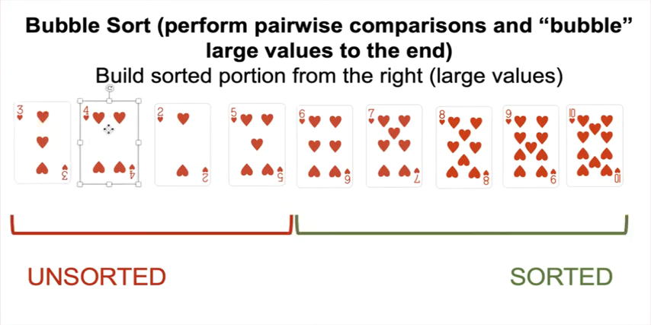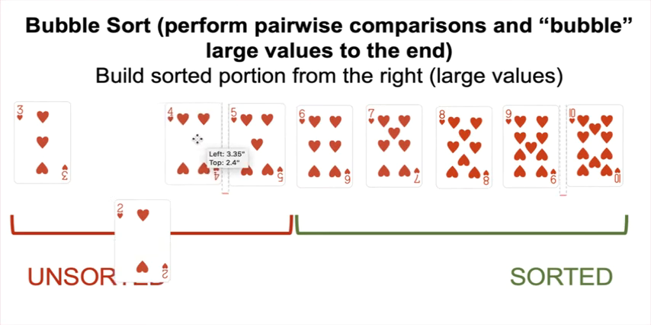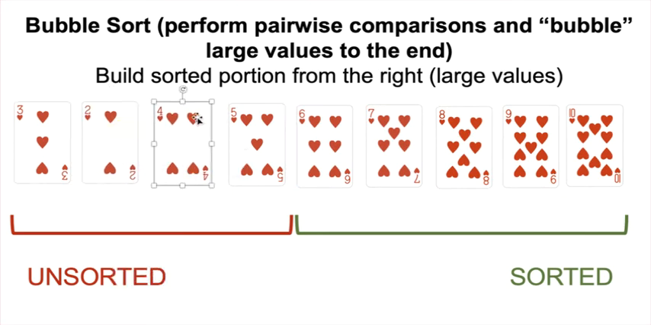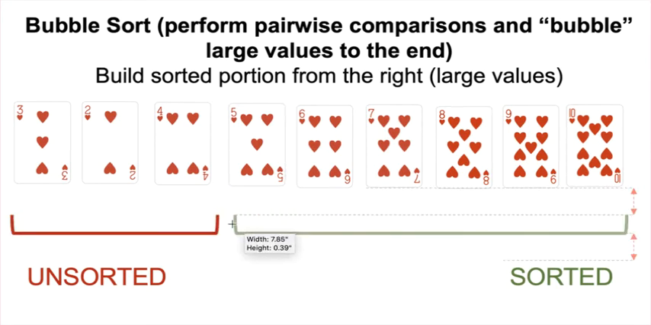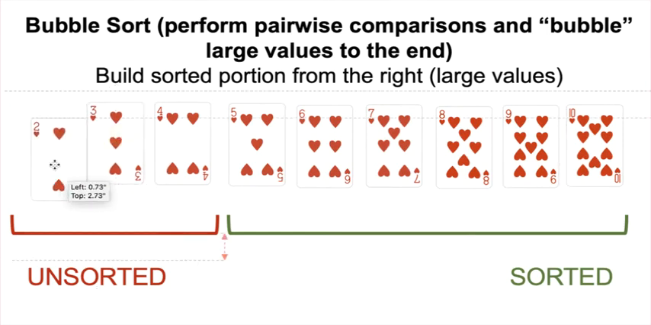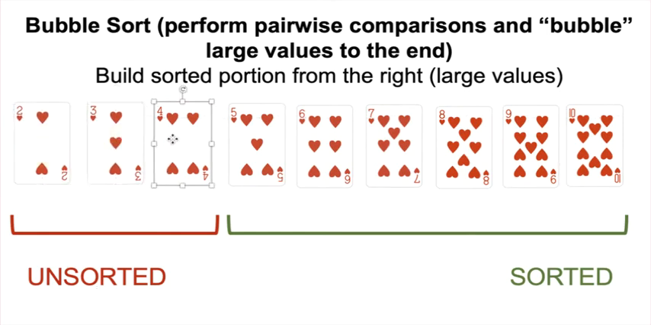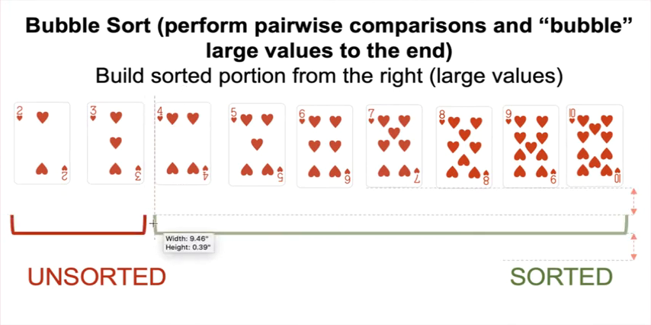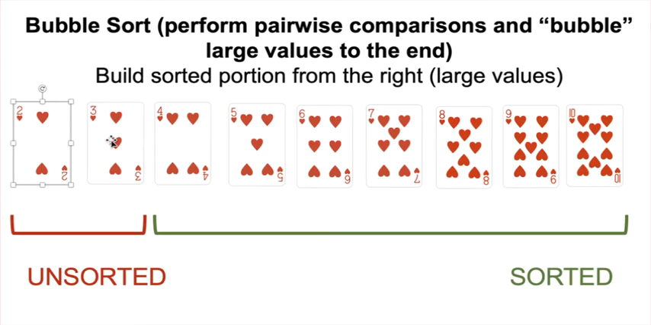3 greater than 4? No. 4 greater than 2? Yes. 4 greater than 5? No. 5 is in its sorted position. Shrink and grow. 3 greater than 2? Yes. So swap. 3 greater than 4? No. Shrink. Grow.